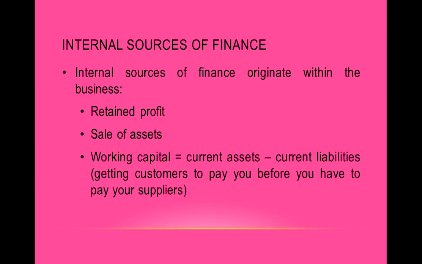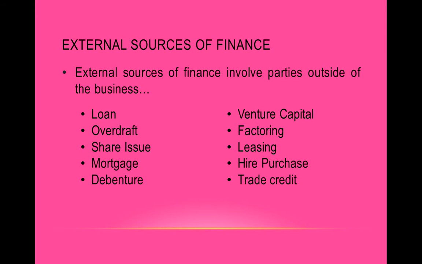Sale of assets means selling things that the business owns. So clearly, selling assets like machinery, could be a source of finance but would then limit their production capacity. Working capital we've come across on the balance sheet, and working capital is calculated by current assets take away current liabilities. Current assets include stock, debtors and cash. Debtors are customers that owe you money but have not yet paid. Current liabilities are debts that need to be repaid within 1 year, within 12 months. So, with working capital, we can use that as a source of finance if we can get customers to pay us before we have to pay our suppliers.